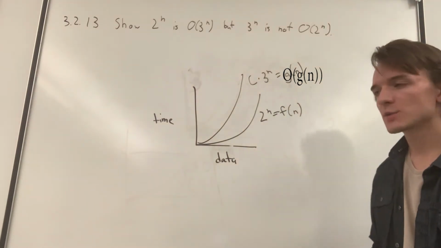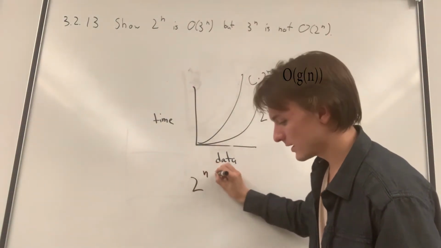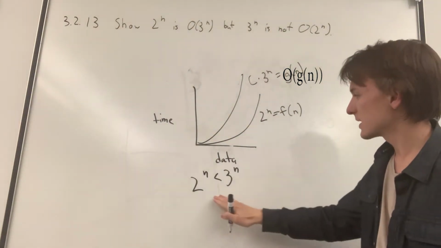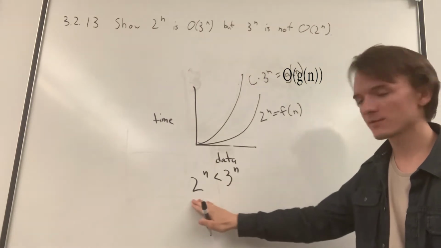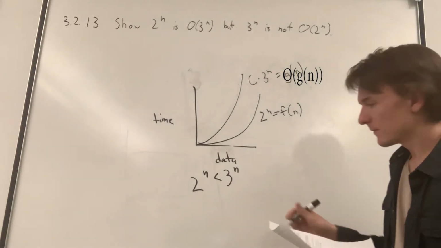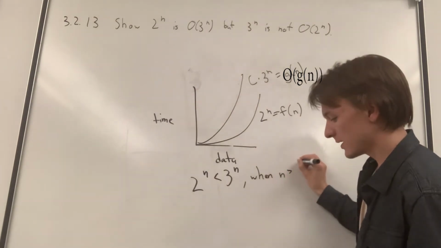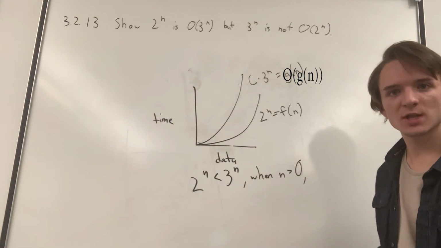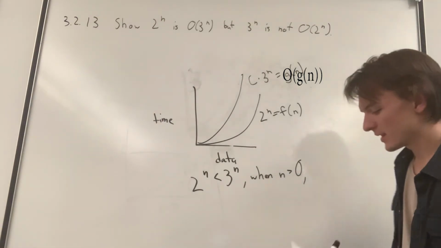So our solution to this problem would be 2 to the power of n is less than 3 to the power of n, right? It must be so, because the base 3 to the power of n is higher than the base of this power here, when n is greater than 0, right? Because our algorithm goes up in terms of how much data we input. We don't input negative data into an algorithm.